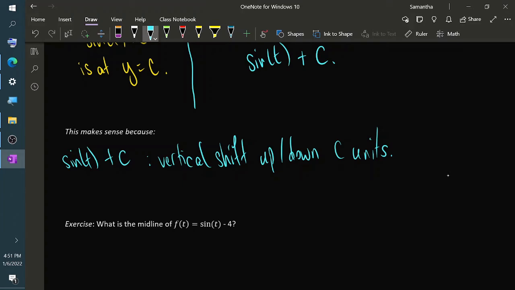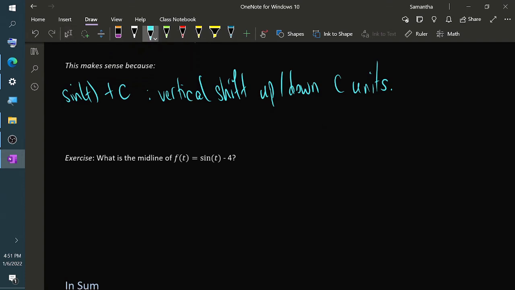To quickly use this property, someone says, what is the midline of f of t is equal to sine of t minus 4? This person has added a negative 4 to their sine function, so the midline has been shifted 4 units down as the entire function has been shifted 4 units down.